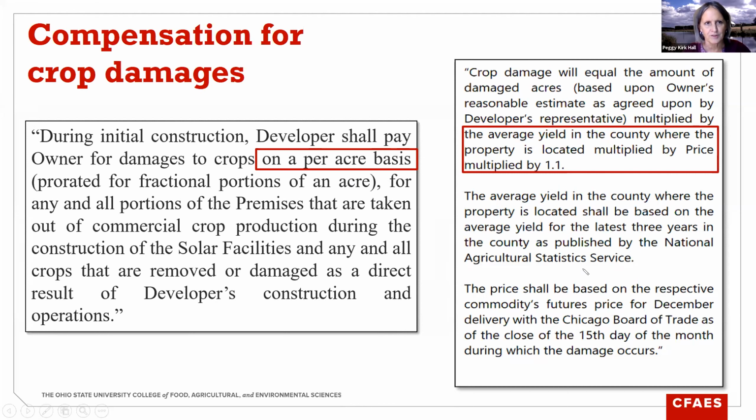And there are a number of formulas floating around out there. I think it's important in this regard to have as detailed a formula as possible, as we have here on the right. We're going to look at the average yield in the county where that property is located, and we're going to use a price, and we can benchmark that price somehow, and then we're going to multiply that by this multiplier, which is really kind of a good faith effort to make sure that we're adequately dealing with the loss of that crop. So this one has a 1.1 multiplier to boost it up a little bit. Some kind of formula, at least some of those data points, I think, need to be in there to make sure that we're adequately compensating for that lost crop.